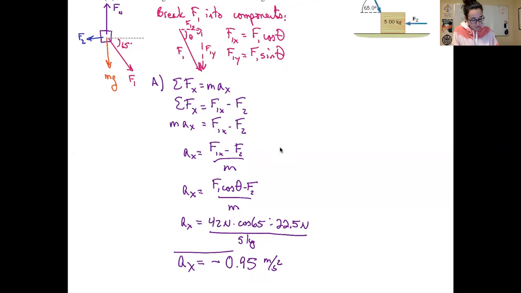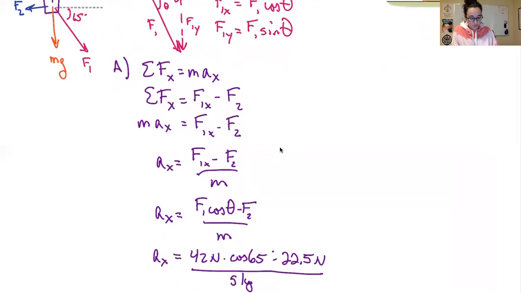I actually don't know which way this thing is moving. So it could be moving to the right and slowing down. It could be moving to the left and speeding up. We don't know.